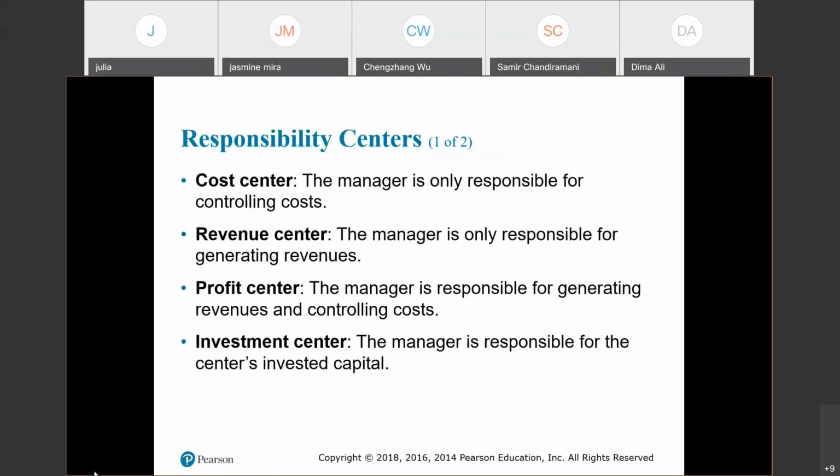Manufacturing operations, such as the tablet computer production line at our previous example, Smart Touch Learning company. This is a cost center. I mean, the manufacturing operations or the production of tablet computers. The line foreman controls costs by monitoring material costs, repair and maintenance costs, employee costs, and employee efficiency.